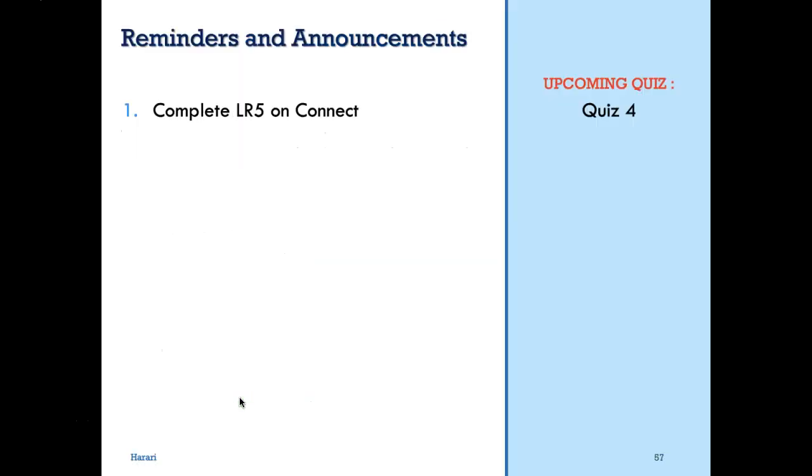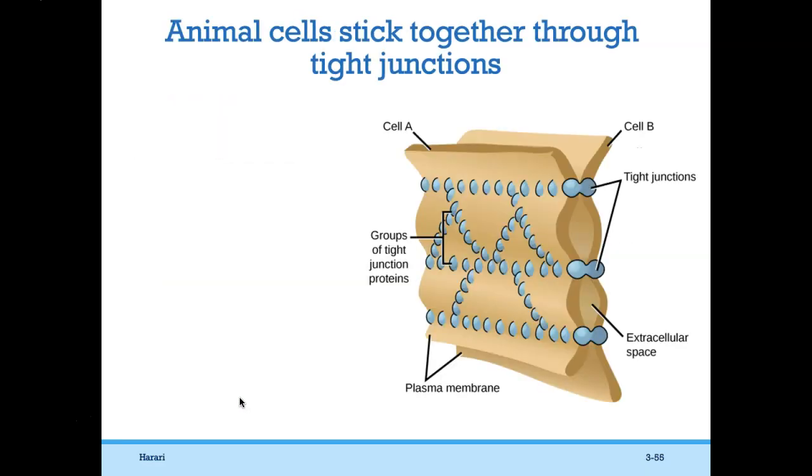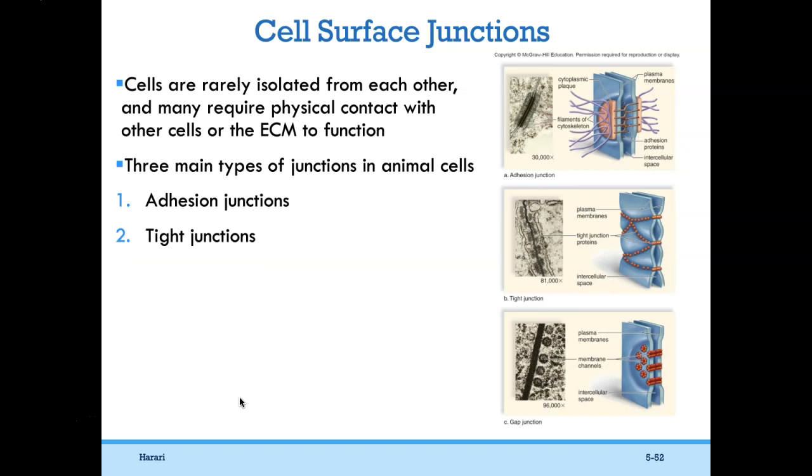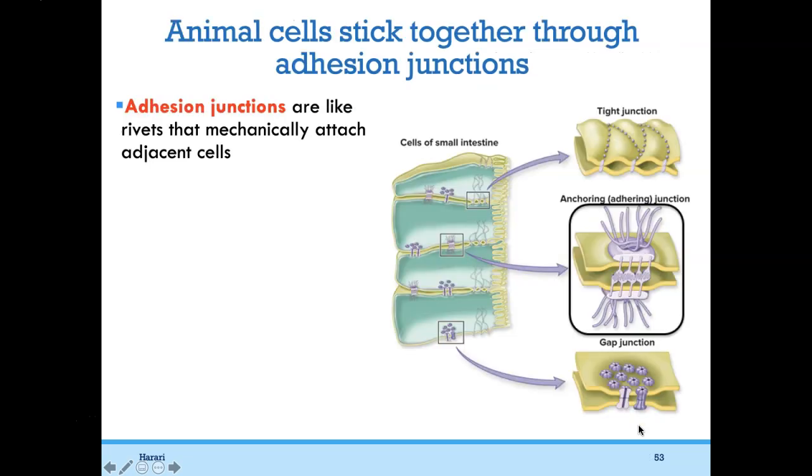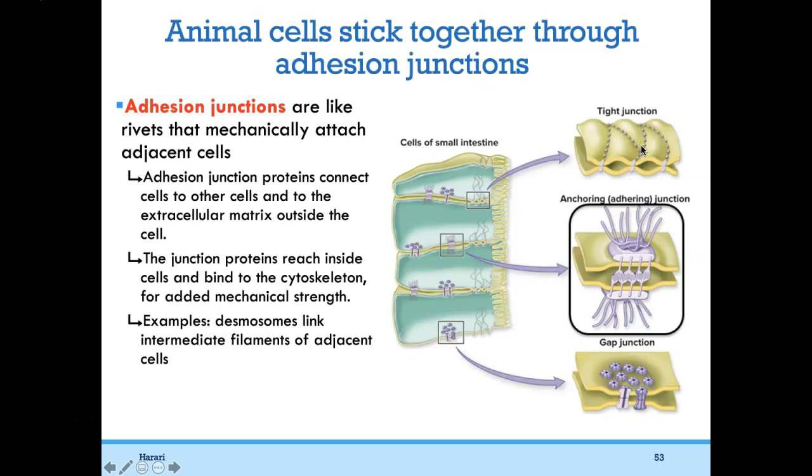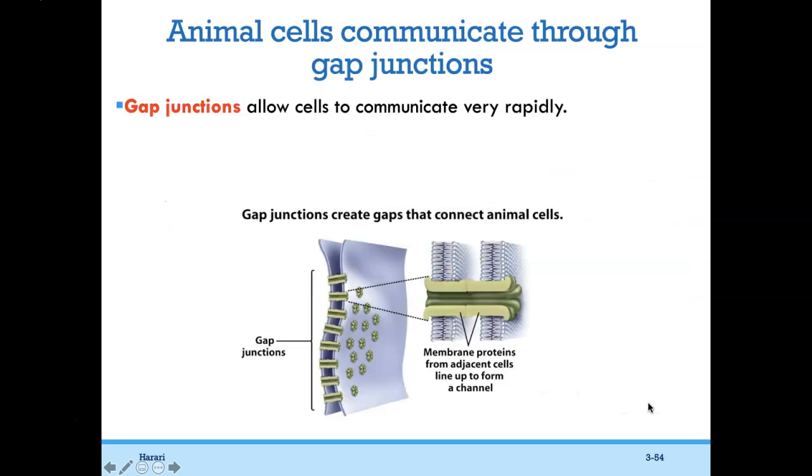So that is the end of chapter 5. You also have some more coming up. We'll talk about enzymes and energy next. But just to review the membrane proteins, the different types, we have adhesion junctions, which attach one cell cytoskeleton to the other cell cytoskeleton. Then we had tight junctions, which form that leak-proof barrier. And then here we have the gap junctions. And here again, tight junctions, adhesion junctions, gap junctions.